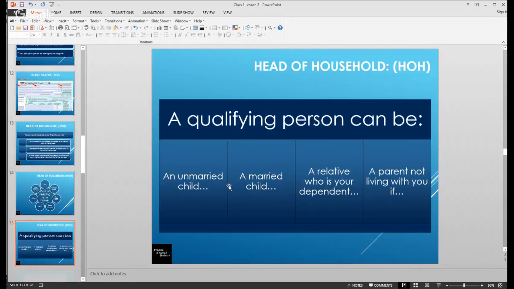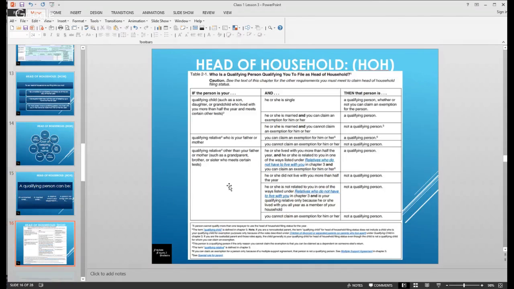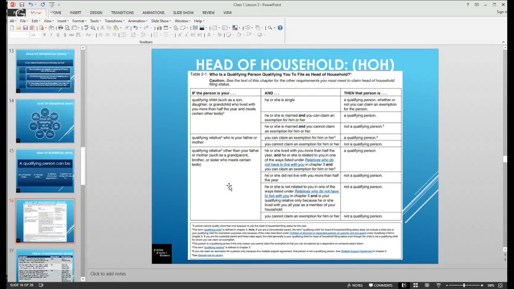A qualifying person can be an unmarried child or a married child, a relative who is your dependent, or a parent who's not living with you. So this table is out of Publication 17, and it clearly states who you can use as your qualifying person for head of household. The main thing is, if it's a qualifying child, then the person's a qualifying person. If they're single, they're definitely a qualifying person. If they're married and you can claim them as an exemption, they would still be a qualifying person.